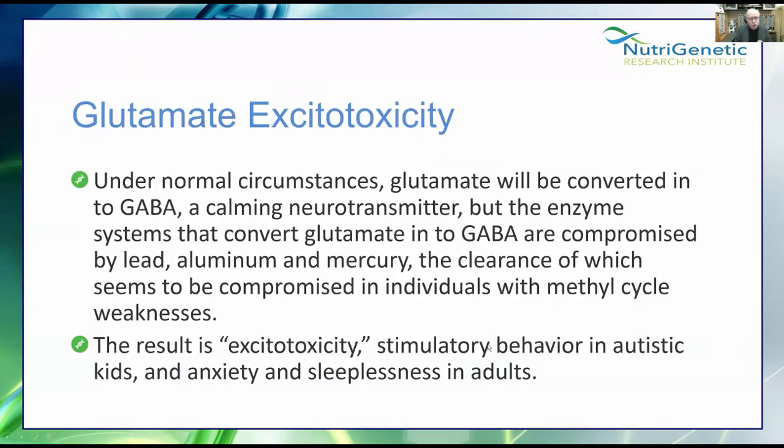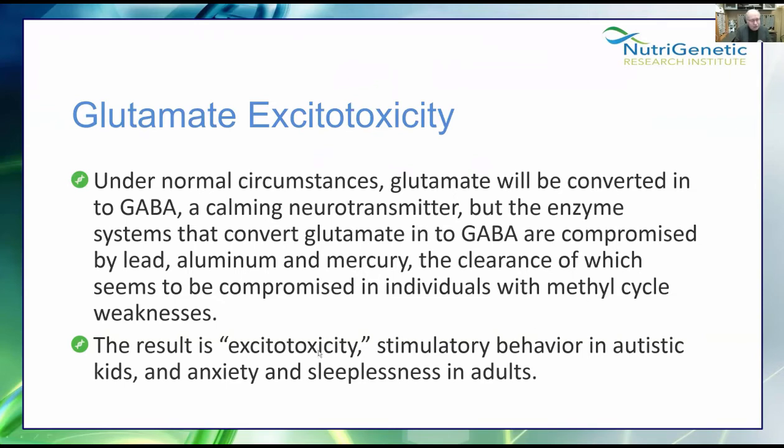Glutamate. Now, you all know that glutamate converts to GABA. Glutamate's the go-get-'em, very intelligent, highly motivated, but it needs to be turned into GABA, the don't worry, relax, be happy. But the glutamate to GABA conversion can be compromised by lead, aluminum, and mercury. And then also infection and or inflammation will inhibit it.